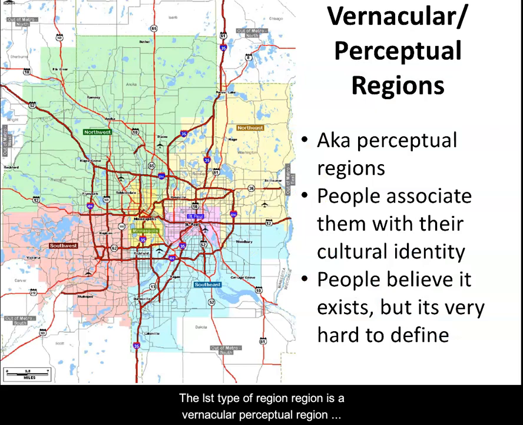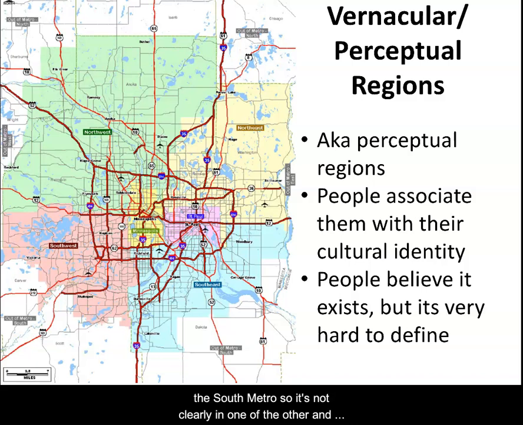The last type of region is a vernacular perceptual region, and these are hard to define and there is no center point. Like functional regions, they don't have a clear border like a formal one would, but here there's no center to it. So when you're asked where you are from in the Twin Cities, this map shows that if we say we're from Cottage Grove, we're in the southeast. But really, we're in the East Metro as well, or we could be considered part of the South Metro.